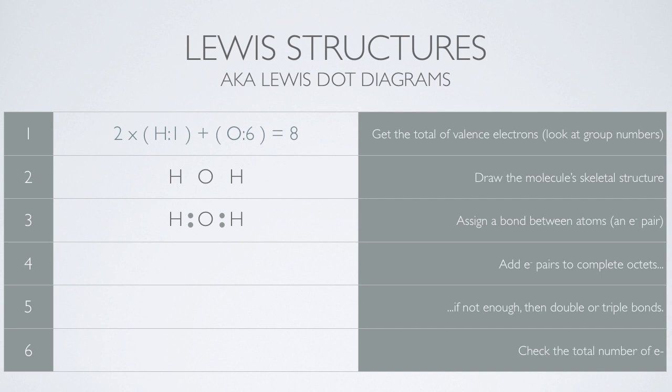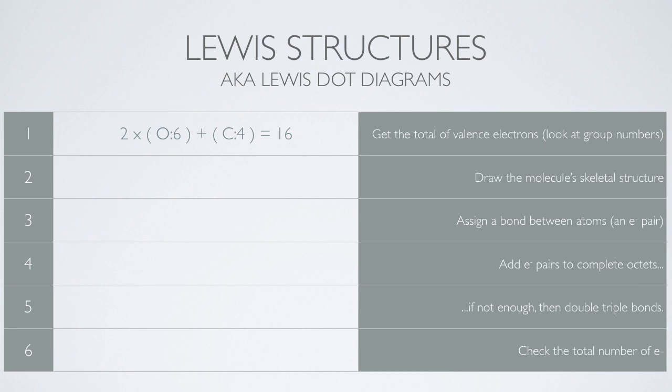Now we add electrons to complete octets. Now hydrogen doesn't get an octet. It can't support one, it only needs 2. And in this case of water, we're now done. We've used 8 valence electrons, and all the atoms in the molecule are happy. They have their full set. Now let's try it again with carbon dioxide.